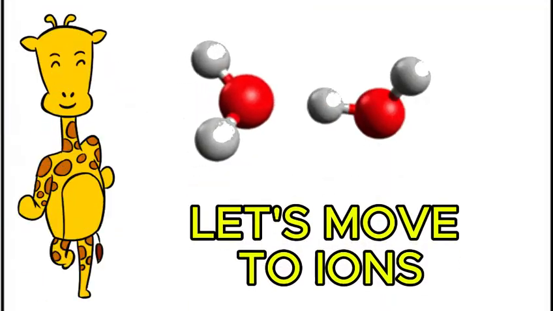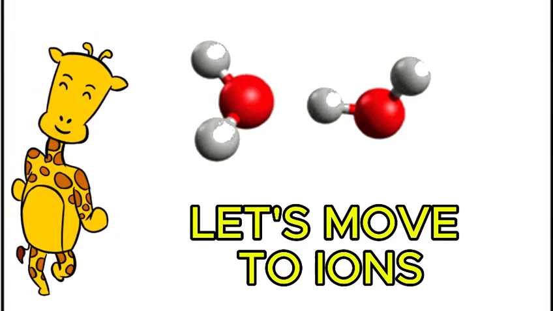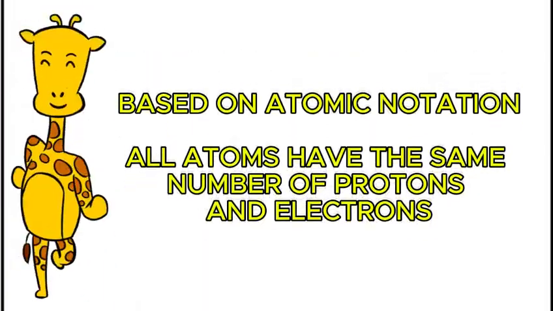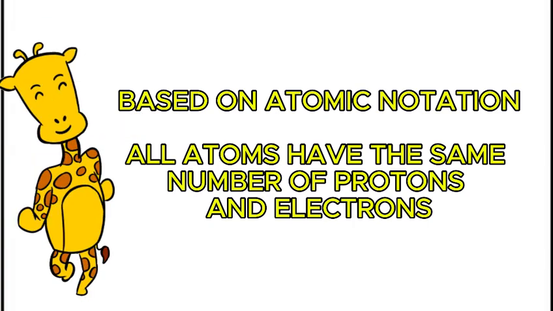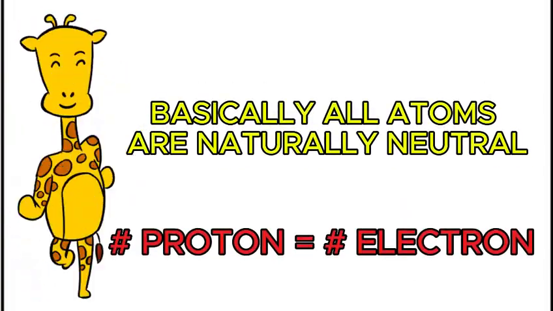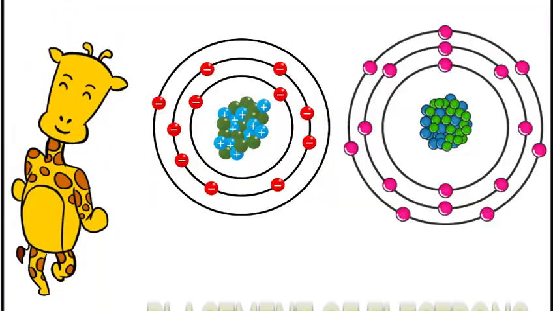Now, let's move to ions. Since we already understand atoms from our previous video, this will be easy for you. Based on atomic notation, all atoms have the same number of protons and electrons. Basically, all atoms are naturally neutral, but the number of electrons of an element can change due to some factors.